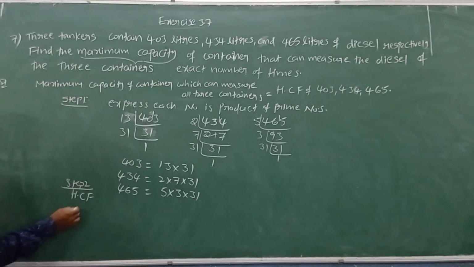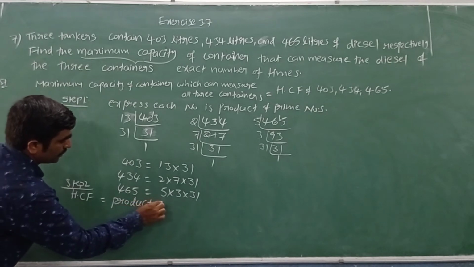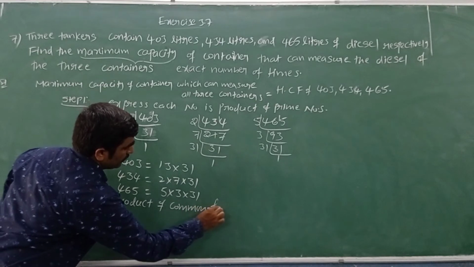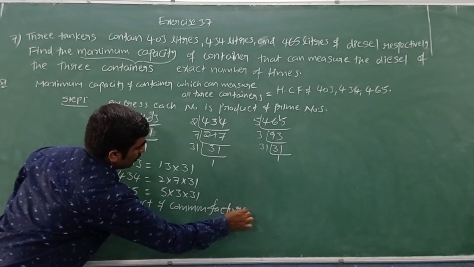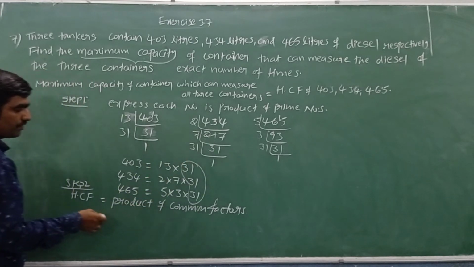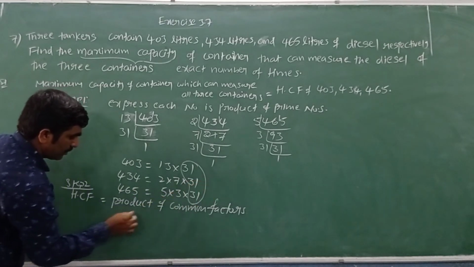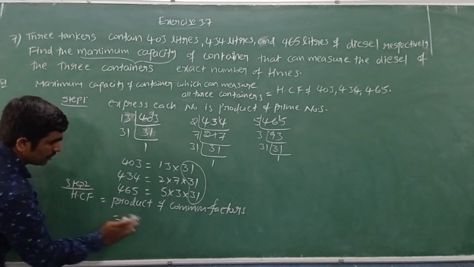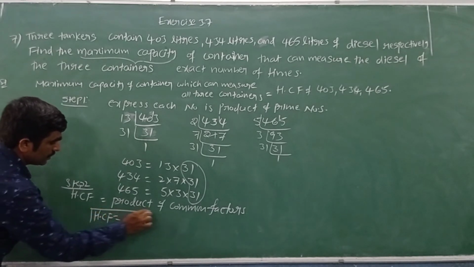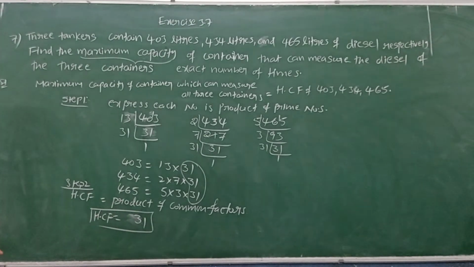What is the HCF formula? HCF is equal to the product of common factors. Now tell me, what is the common factor of all three numbers? 31. You can see it is the common factor of all three numbers. Is there any other common factor? No. Only 31 is the common factor of all three numbers. So what is the HCF now? 31 means the maximum capacity of container is 31.